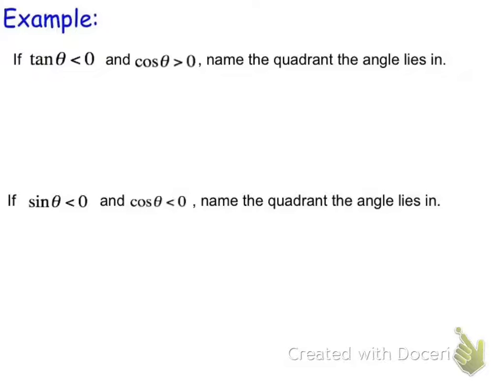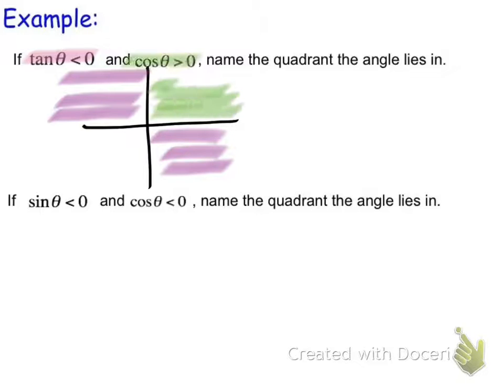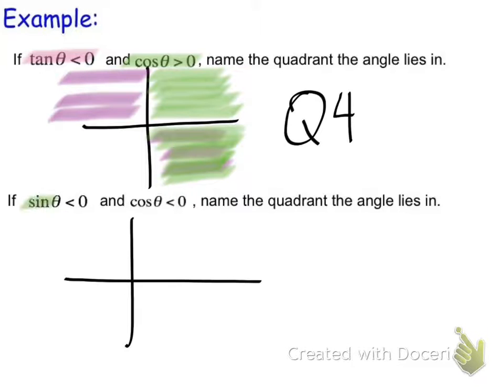So let's say tangent is less than 0. We're trying to name the quadrant the angle lies in. The tangent is less than 0 and the cosine is greater than 0. So let's take a look. Let's draw a picture. In this picture, those two shaded areas are where the tangent is negative, right? We just saw that picture in the previous example. So those are the two quadrants where tangent is negative. Now where is cosine positive? Well, quadrant 1 and quadrant 4. So now I can see where theta has to fall because it has to fall where both of those are true. So theta is in quadrant 4.